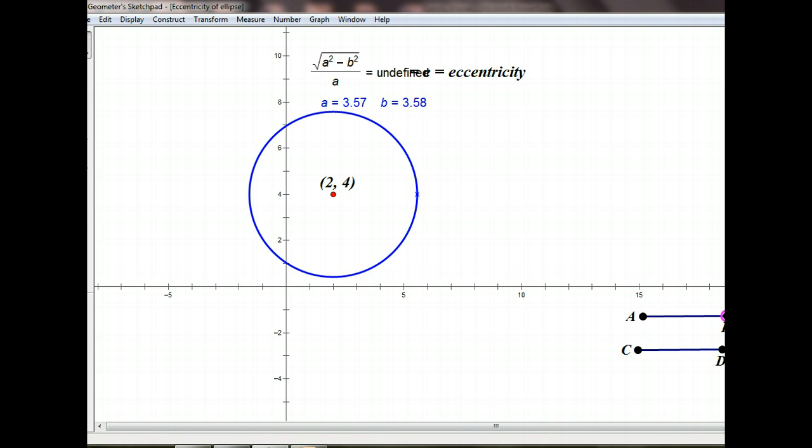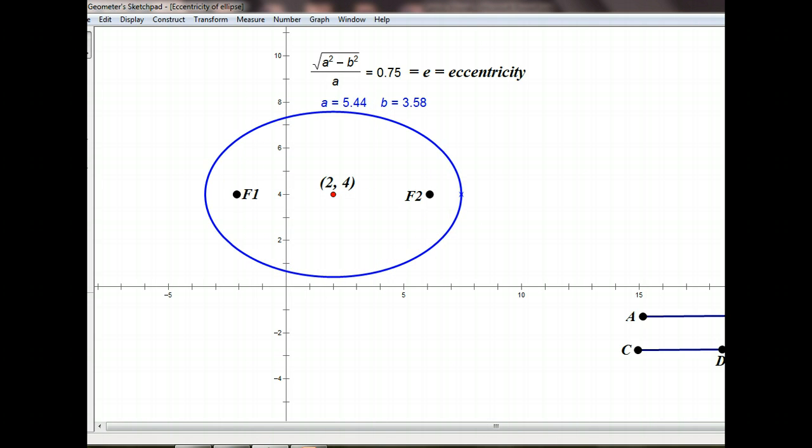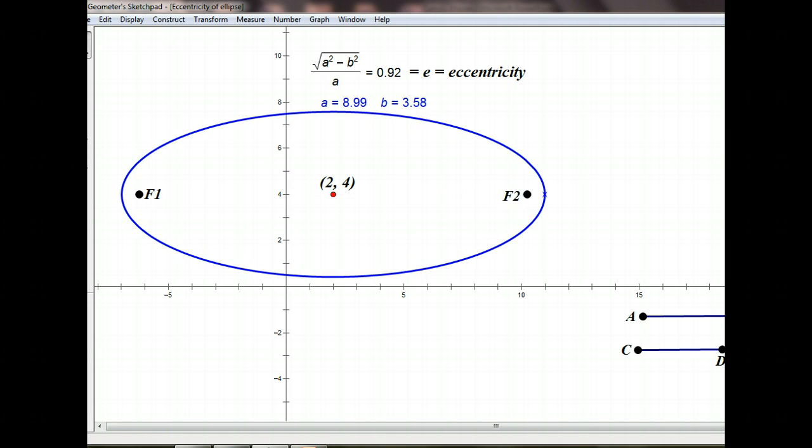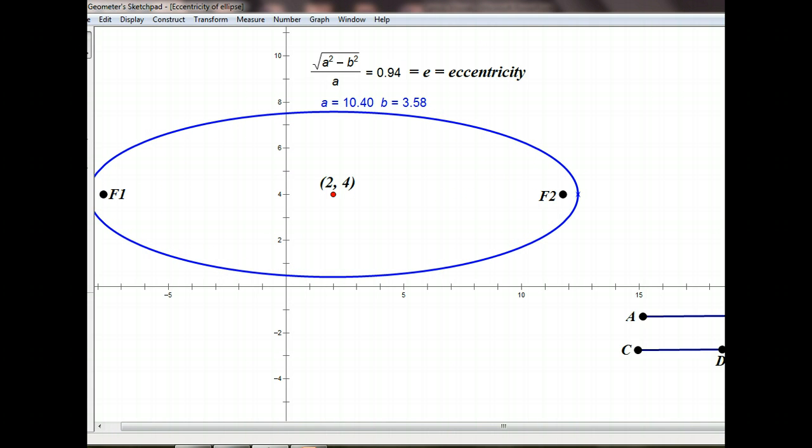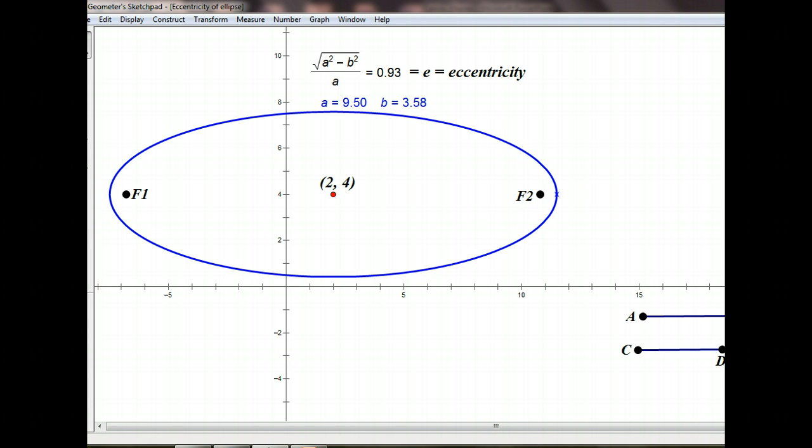So it's going to be more circular when your eccentricity is smaller and more elongated when your eccentricity is closer to 1. But notice that with an ellipse, it's never going to be greater than 1. Because your focal points always have to be on the inside of the curve, and in order for it to be greater than 1, your focal point would have to be outside your curve.